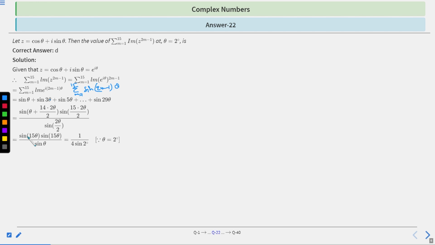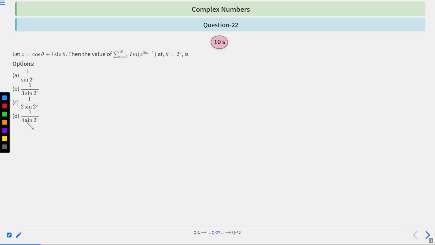So it can be written as sin 15θ into sin 15θ upon sin θ. Now we know that θ is 2 degrees, right? So it will be sin 30 into sin 30, which is 1 by 2 into 1 by 2, which is 1 by 4. So 1 by 4 sin θ, and we can put θ as 2 degrees. So the answer will be 1 by 4 sin 2 degrees. So I think option D is the right choice.